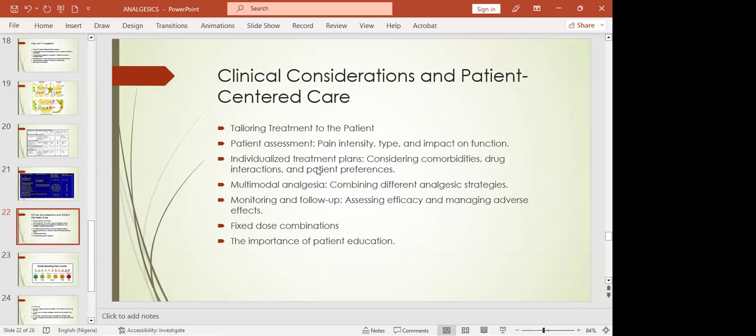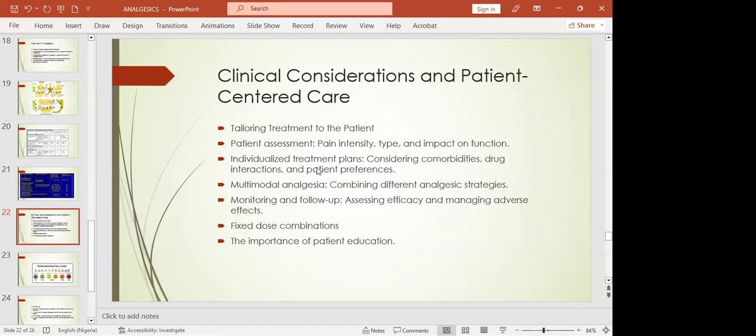Then you want to individualize the treatment plan. Want to consider some comorbidities. Comorbidity is co plus morbidity, morbidity is sickness. What other sickness does my patient have? Then you also want to consider drug interaction. Is my patient taking some other drugs that the drugs can begin to interact among themselves? Then your patient preference. Does this patient have a particular flair or concern about the way some drugs act and things like that? That's just what it means for your analgesic to be patient-centered.